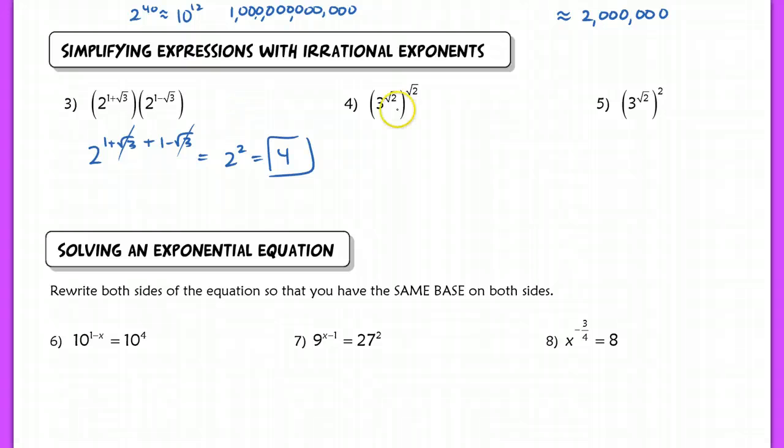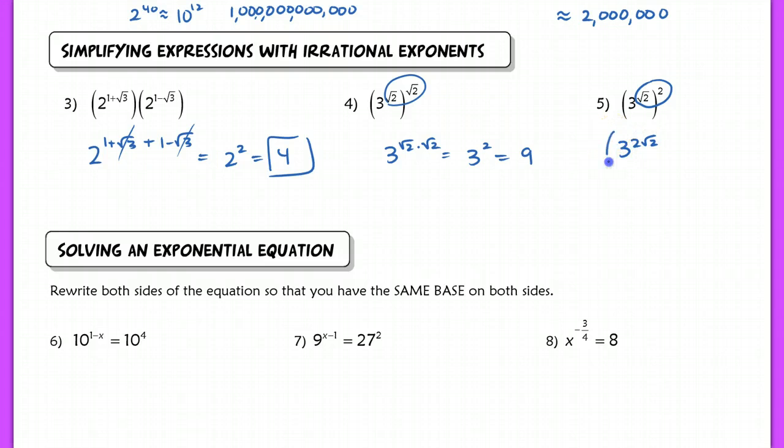Now number 4, when you have a power raised to a power, these powers are going to multiply. So we have 3 to the root 2 times root 2, and this is the same as 3 squared, and that simplifies to 9. Now the same thing goes for this problem here, and I can rewrite this as 3 raised to the 2 root 2 power, or 3 raised to the 2nd power raised to the root 2 power. I can switch these powers here, and I can simplify this and make that 9 root 2. So it's just a matter of rewriting it in a more convenient way to simplify that a little bit more.